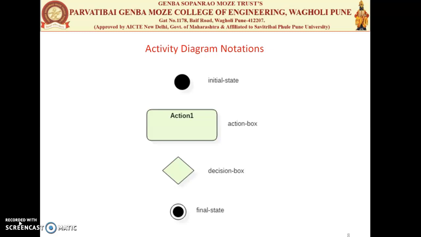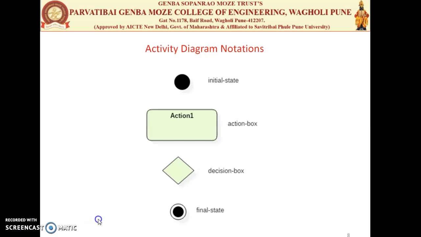The third is the diamond. Diamond is nothing but the decision. Whenever there are multiple or alternative ways available, we should use the diamond indicating the condition or the decision. And the last one is the final state, a solid dot over a circle, which is also called the stop state. Your activity diagram must end with the final state. This is about the notations.